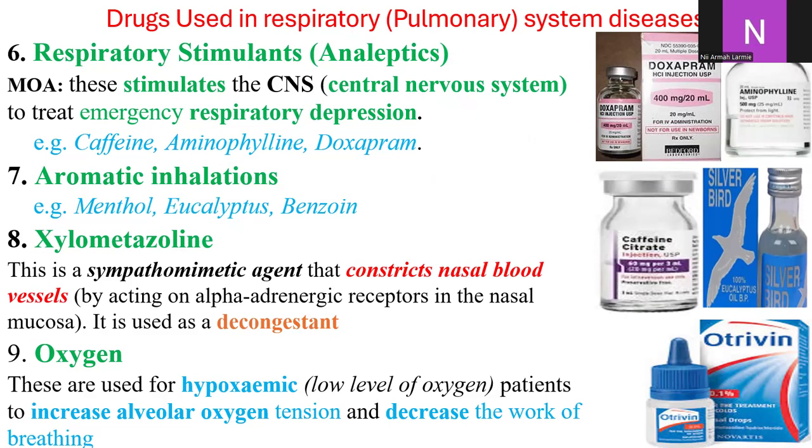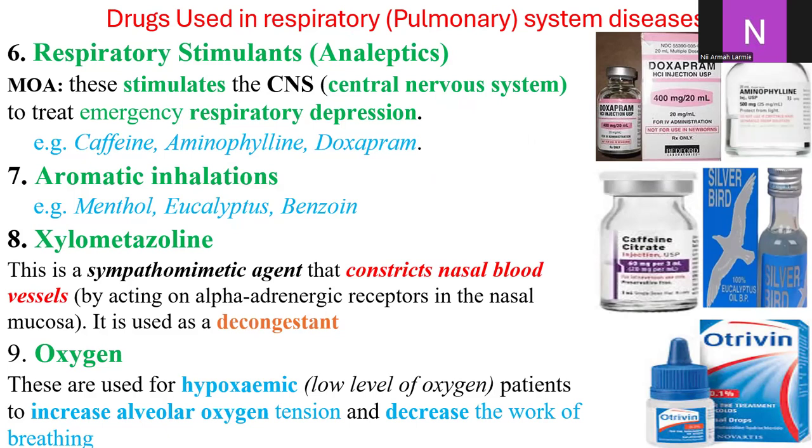Then we have the aromatic inhalational agents, which basically are the ones we find in our inhalers. So, Silverbird contains eucalyptus, menthol, or peppermint. These are all aromatic inhalational agents.